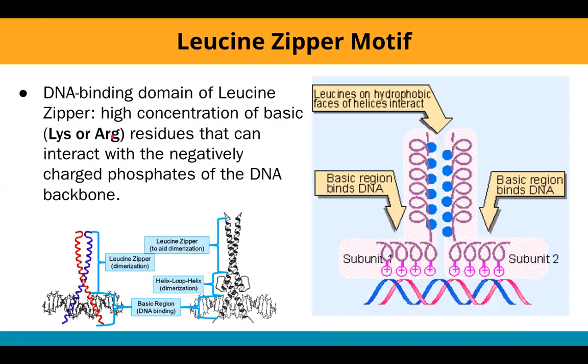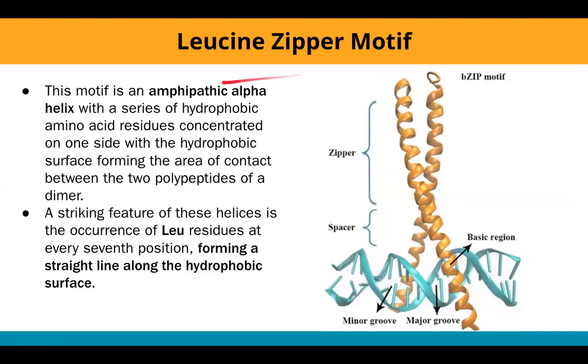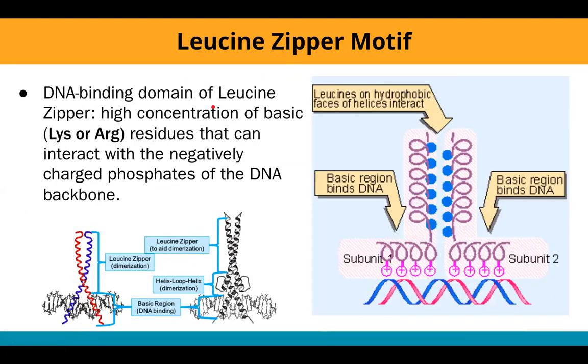And remember also that in the DNA, the phosphate backbone consists of a negatively charged phosphate because of the oxygen atoms. So a positive and negative charge causes this electrostatic interaction to occur in this portion of the DNA binding region, which makes this part relatively hydrophilic compared to this one. That's why this leucine zipper motif is an amphipathic alpha helix.